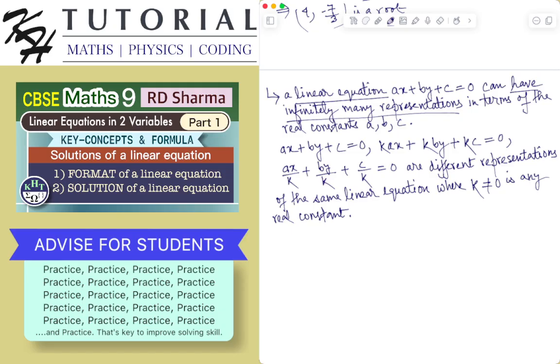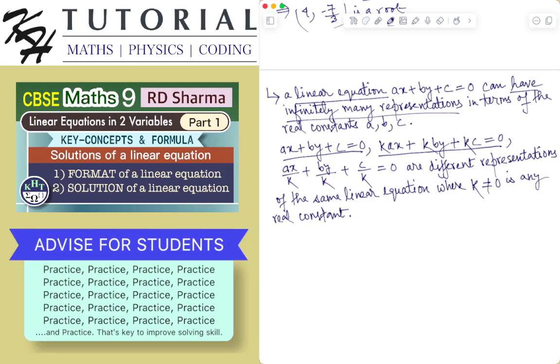I can change the values of a, b, and c in a way such that it will remain the same linear equation. So let's say the given linear equation in the standard form is ax plus by plus c equals 0. Now, I can always multiply both the sides by a non-zero constant real number, and the equation will remain the same. That's what I have done in the second equation, k into ax plus k into by plus k into c is equal to 0, where k is a non-zero real number.